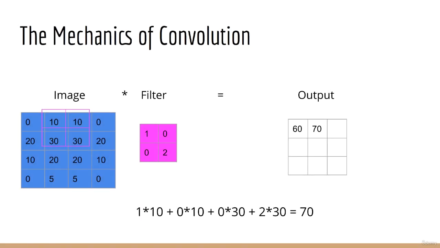Now let's move our filter over one space to the right. And then let's do our element-wise multiplication and add up the results again. So we get 1 times 10 plus 0 times 10 plus 0 times 30 plus 2 times 30. That's 70. This gives us our second output, which goes to the right of the first output.